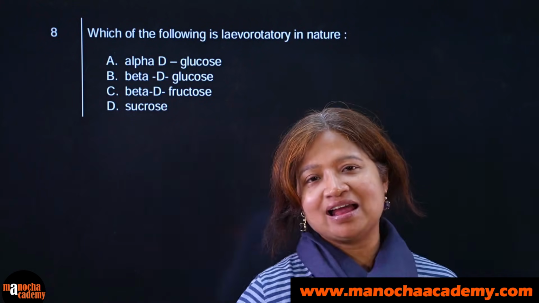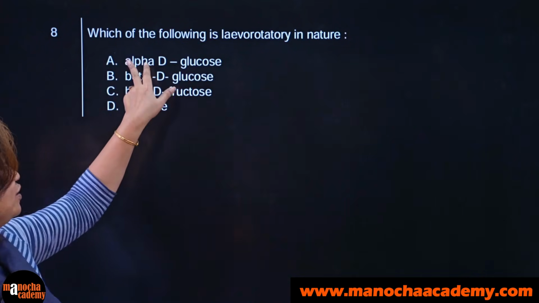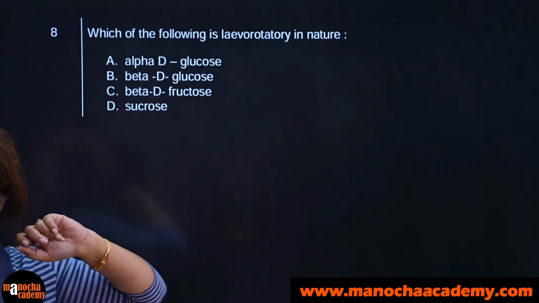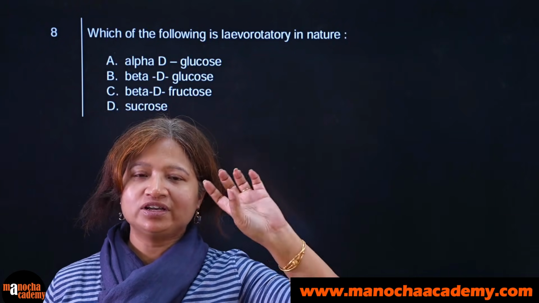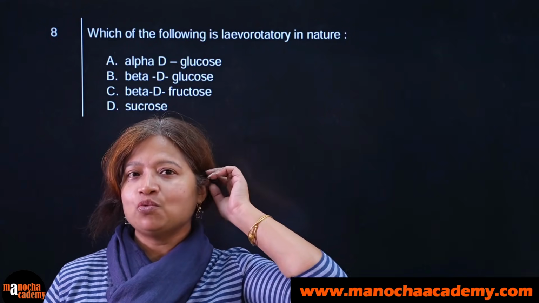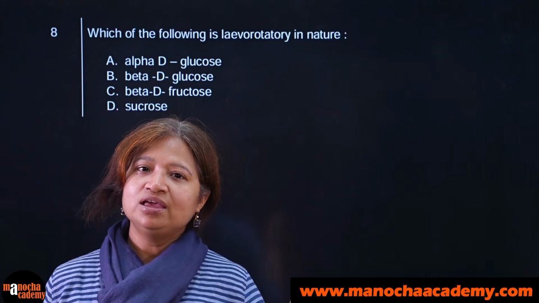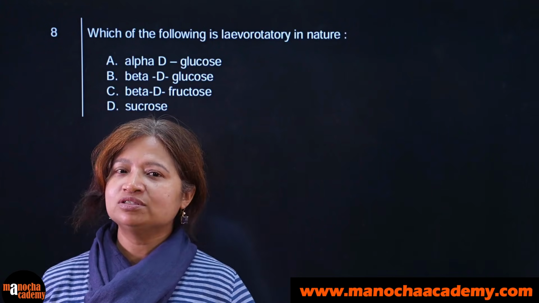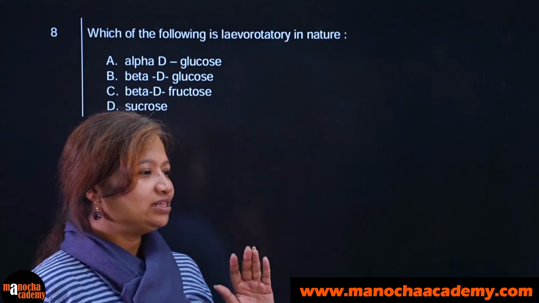Now, one more thing let me tell you. Alpha, beta, they are there to confuse you, because levo or dextro doesn't depend on the anomers. We know the anomeric carbon, meaning the configuration of the first carbon atom, is different. The rest of the configuration remains the same. So whether it's alpha or beta, the levo or dextro doesn't change. For alpha D glucose or beta D glucose, both are dextro. We know that. So which is levo?